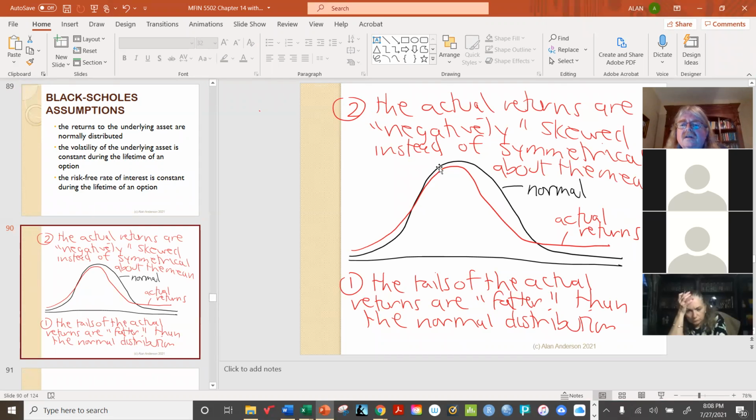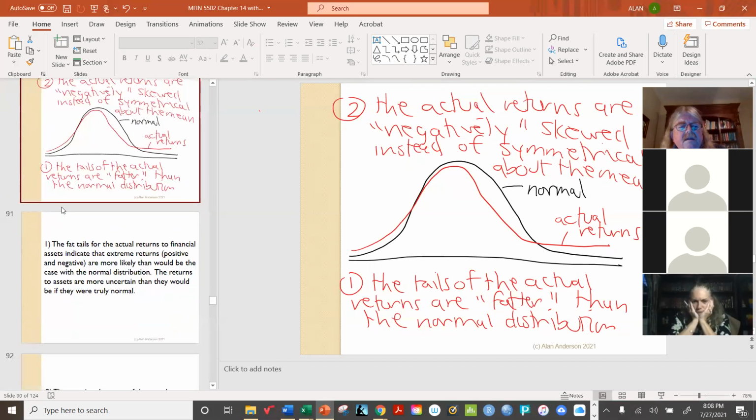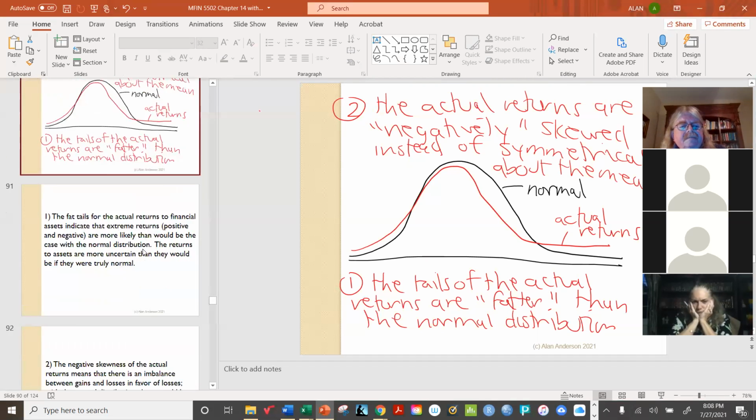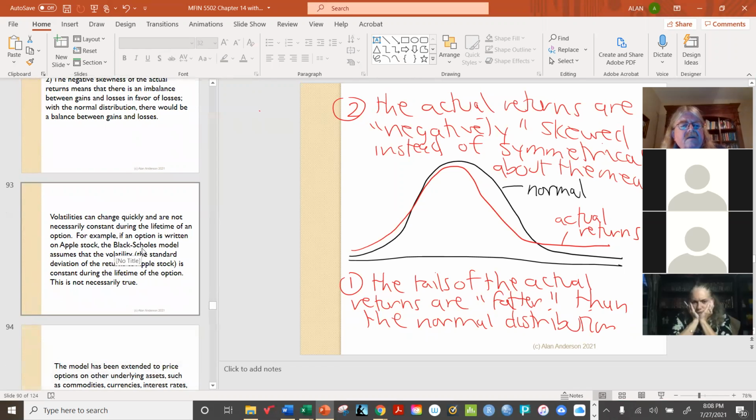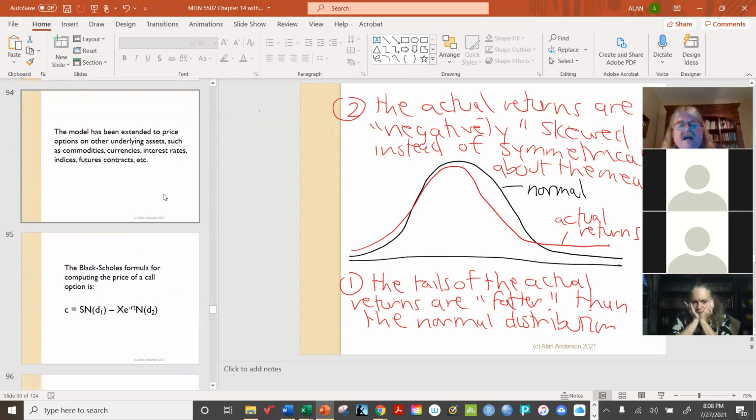In practice, this normality of returns isn't really true. The black curve represents what the normal distribution looks like. The red is what it really looks like. So it's off a bit. Let's jump ahead a little bit here. These assumptions are not necessarily true, but the model works very, very well.